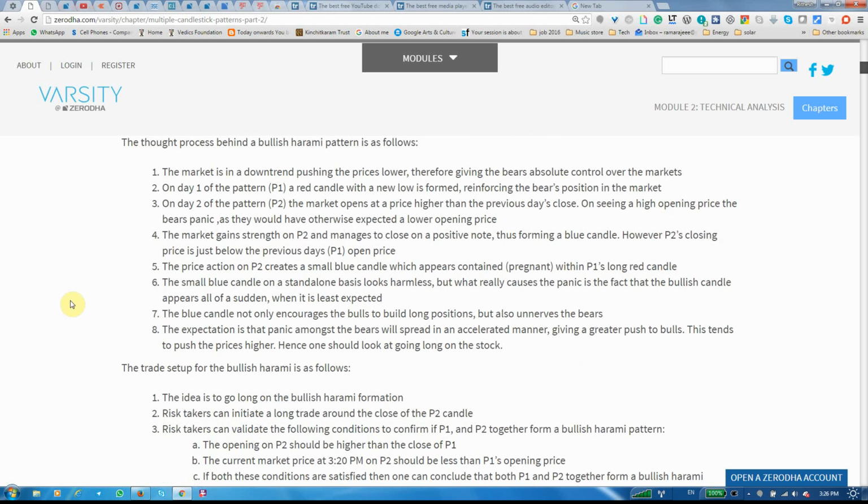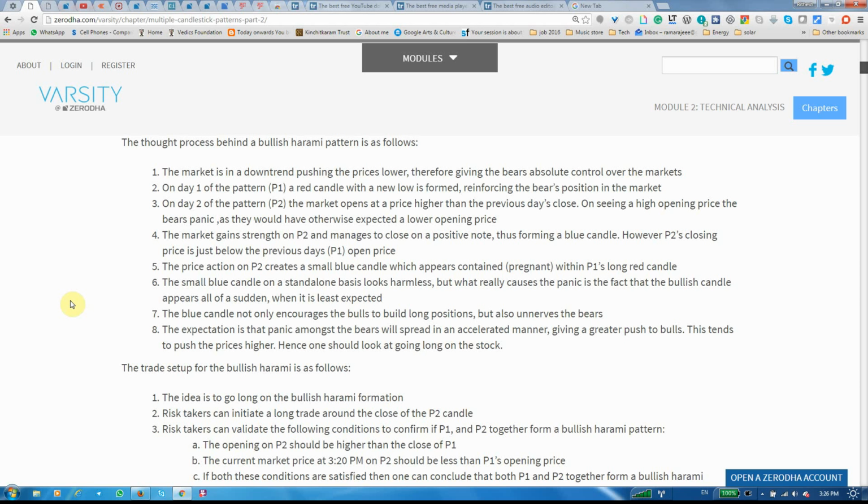The market is in a downtrend pushing the prices lower, therefore giving the bears absolute control over the markets. On day 1 of the pattern, P1, a red candle with a new low is formed, reinforcing the bears' position in the market. On day 2 of the pattern, P2, the market opens at a price higher than the previous day's close. On seeing a high opening price, the bears panic, as they would have otherwise expected a lower opening price. The market gains strength on P2 and manages to close on a positive note, thus forming a blue candle. However, P2's closing price is just below the previous day's P1 open price.